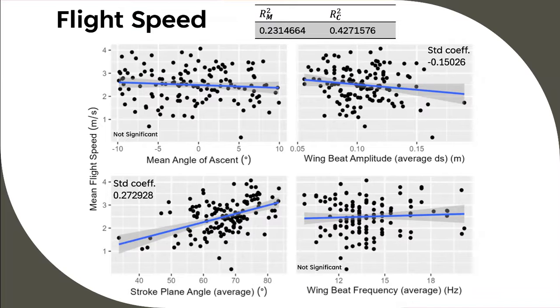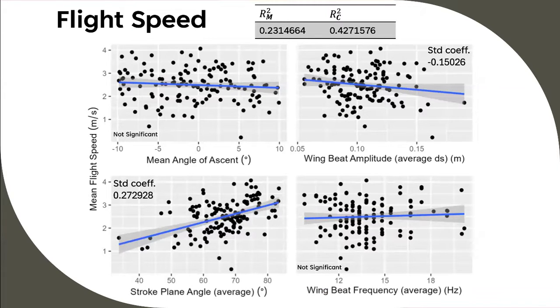Our largest effect seems to be the stroke plane. So if they're trying to fly faster, they're beating their wings more vertically, less forward. And there is a correlation with wing beat amplitude. This one's a little weird because it's a negative correlation. So if they're trying to fly faster, they beat their wings smaller, which is inconsistent with a lot of previous literature. This may be partially due to some outliers in the filtered data set, but it is an interesting result.